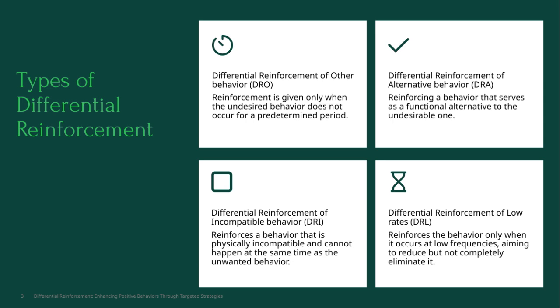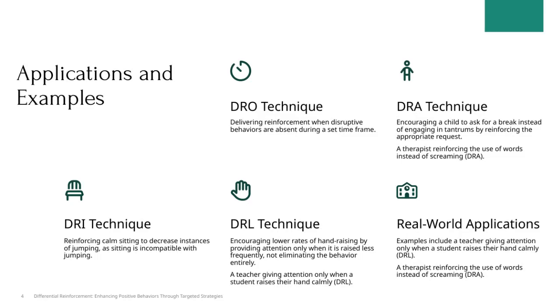Each of these types offers a strategic way to modify behavior by reinforcing different aspects, making them powerful tools for behavior management. Here, we see several practical techniques used to address behavior. The first is the DRO technique, where reinforcement is given only when a disruptive behavior doesn't occur for a specific period. This helps reduce unwanted behaviors by rewarding their absence. Next, the DRA technique focuses on encouraging more appropriate behaviors instead of problematic ones. For example, a child might be taught to ask for a break rather than throwing a tantrum, and a therapist might reinforce using words instead of screaming.